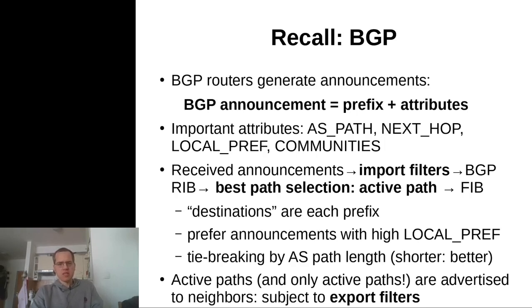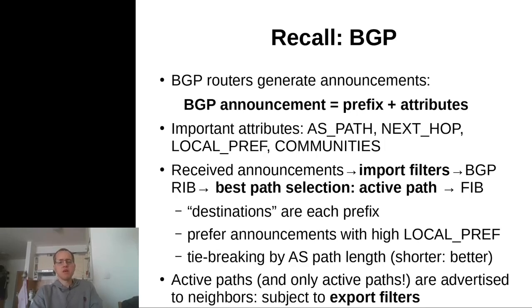the BGP best path selection process, which is a fixed process. We'll choose an active path from this BGP RIB, which will then be downloaded into the FIB, the forwarding information base, based on which the router will actually be able to route or forward packets along this path.